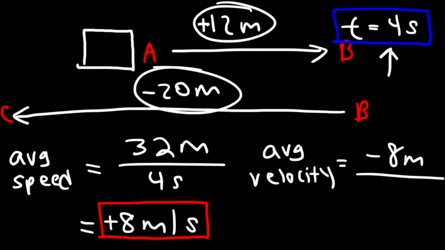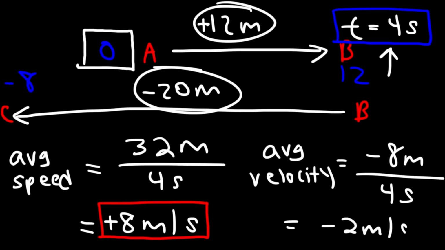Now keep in mind, you can also treat this as a number line. Let's say A is at position 0. B will be at position 12. And then if you do 12 minus 20, you'll see that C is at position negative 8. And the difference between these two positions will be the net displacement, which is still negative 8. So the final position minus the initial position will give you the net displacement. Now let's divide it by 4 seconds. So the average velocity is negative 2 meters per second.